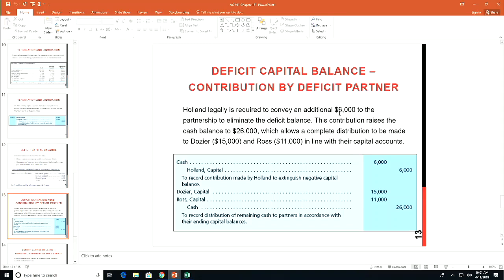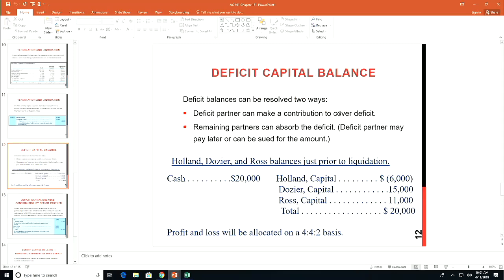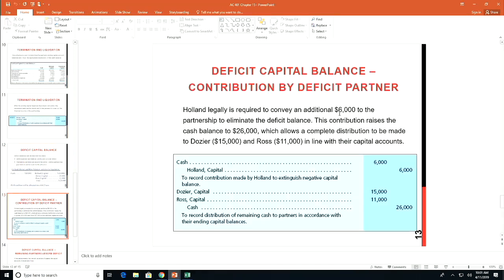What is the cash balance of the business? 26. Previously it was 20. He brought 6,000. Now these two guys will be happy. Now he made it zero. He increased it by 26. Dozier will take 15,000 cash. Ross will take 11,000 cash. This will be the final entry. We need to close their capital. We already have $26,000 cash. We credited cash.